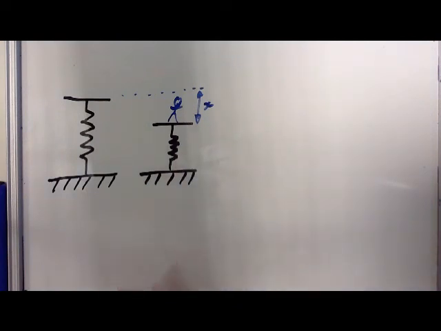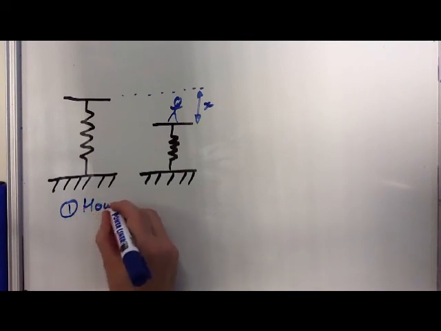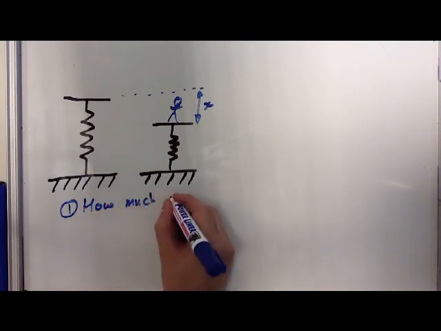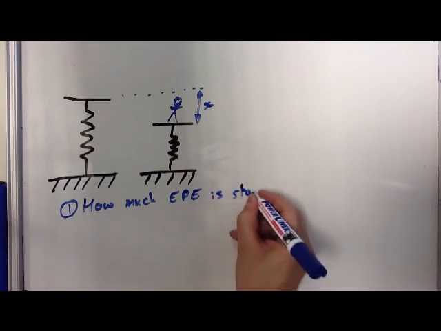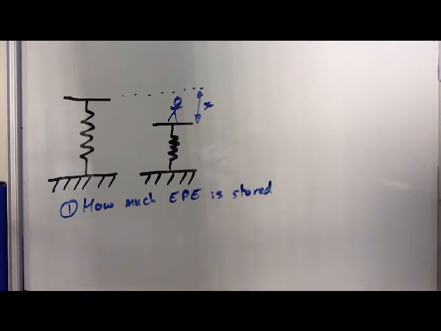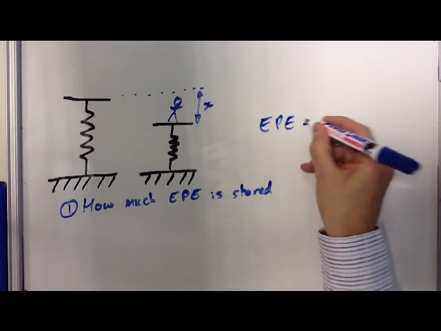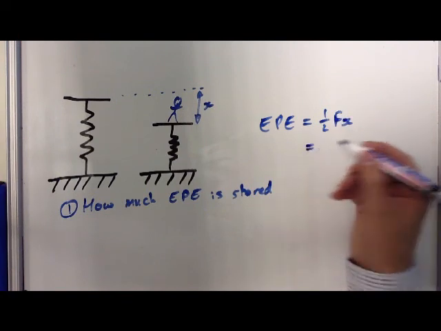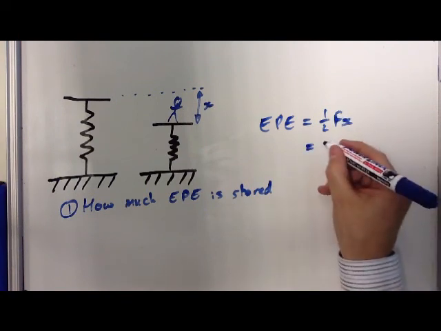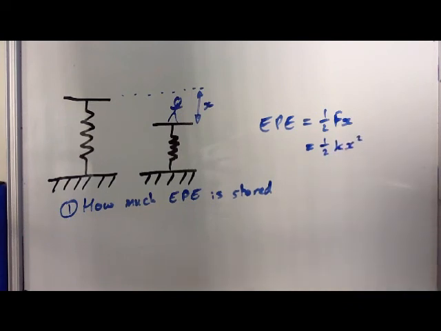So this question comes in two parts really. The first part is finding out how much EPE is stored by that spring. And to do that, we know that EPE is equal to half Fx, and since we know F is equal to Kx, we also know that's a half Kx squared.